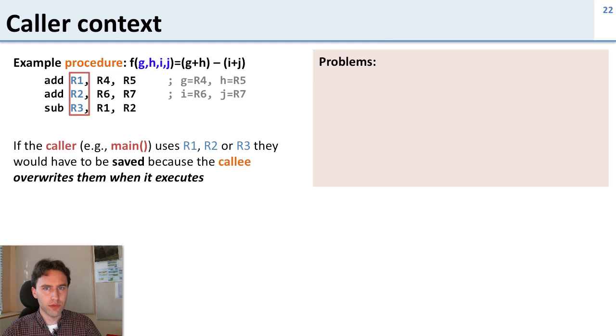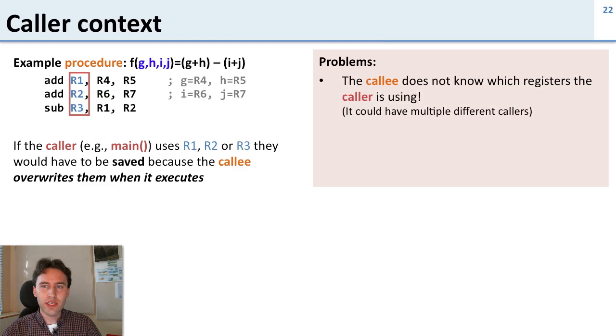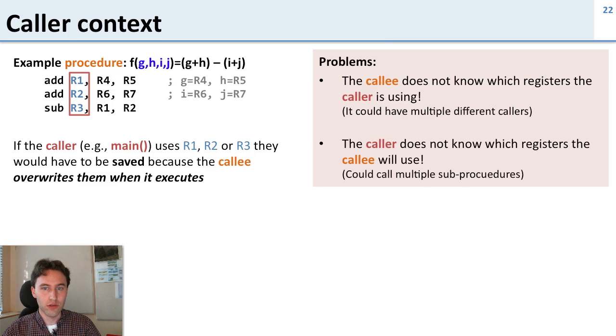So there are two problems that we need to look at here. The first one is the callee does not know which registers the caller is using. So the procedure here doesn't have any idea which registers main is using. There could be multiple different mains that call the same procedure, so we have no way of knowing which registers are being used.